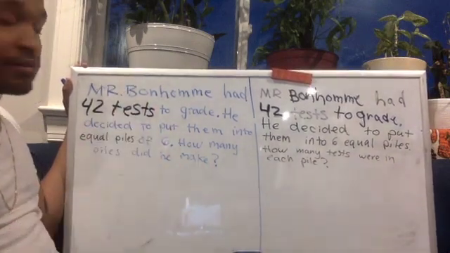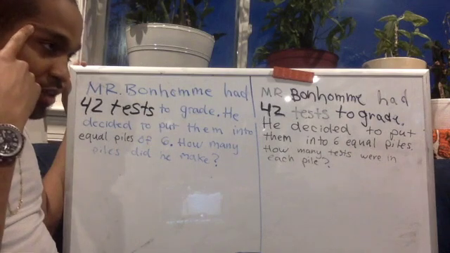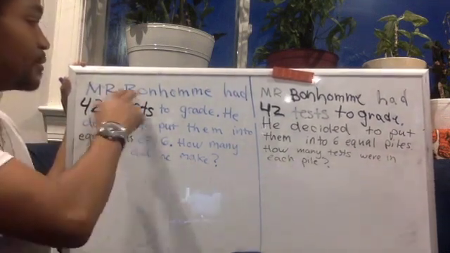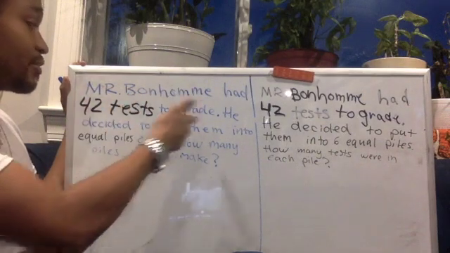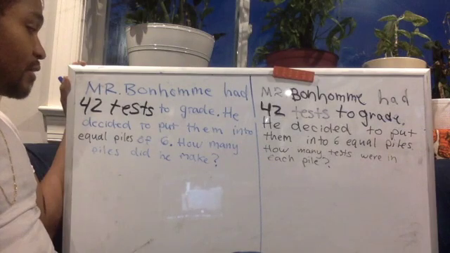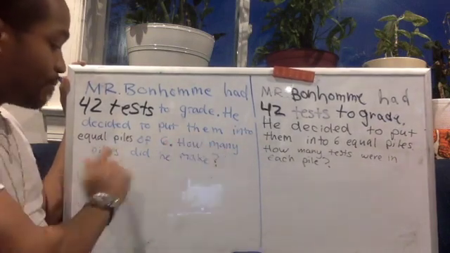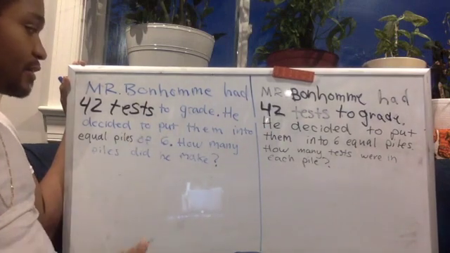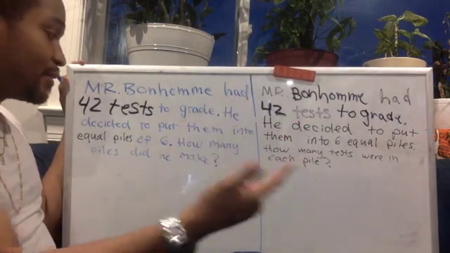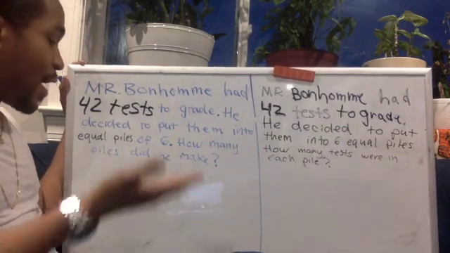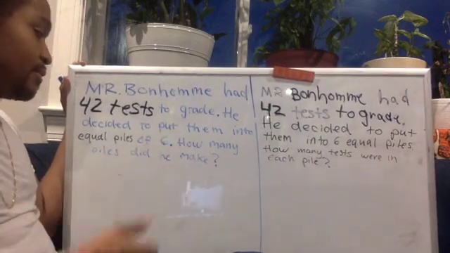That's my first read. I'm going to just think about what's going on in this story without any numbers at all. I know Mr. Bonhomme had tests to grade. He decided to put them into equal piles. And I had to figure out how many piles did he make. Cool. So there are tests. He put them into equal piles. And I had to figure out how many piles did he make.